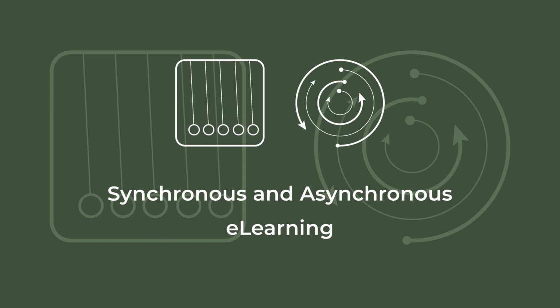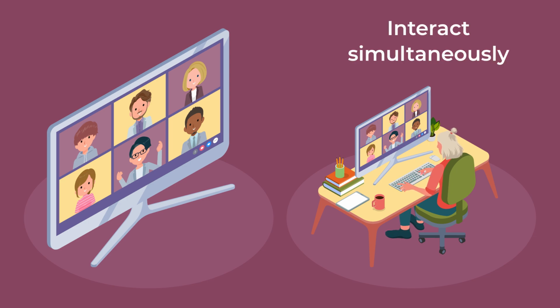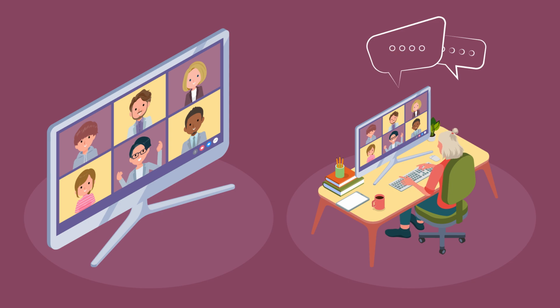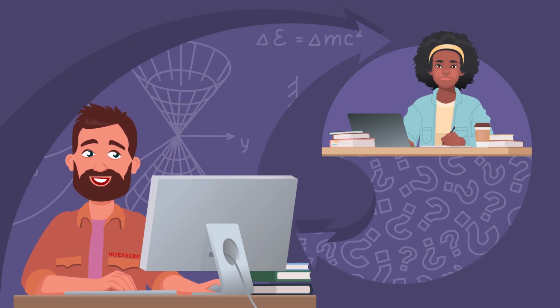Synchronous and asynchronous e-learning. Synchronous e-learning requires students and their instructor to interact simultaneously in real time. For example, through virtual classrooms, chat, video, or audio conferencing. This style of e-learning is useful when teaching material that requires immediate feedback to keep students on track.